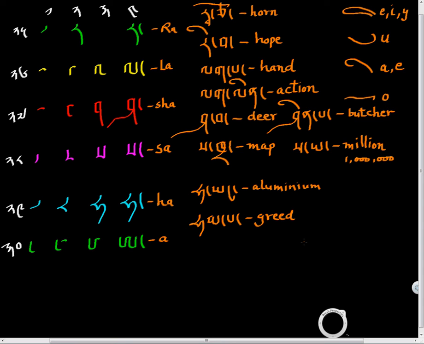Okay, and then so finally we have to come up with two examples for the letter A. So the first example is for the letter A, and that's also a very common word that we normally see in elementary books. A ma, ama. Ama means mother.